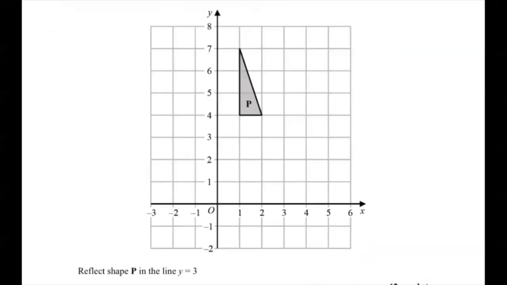Okay, in this question we're being asked to reflect shape P in the line y equals 3. So I'm going to go to the number 3 on the y-axis, draw my line, and then I will reflect in it. Please remember to use rulers, make those edges crisp and sharp. Tracing paper is great here. If you're going to use tracing paper, remember to use the line to flip in, and then the shape will magically go where it needs to go.